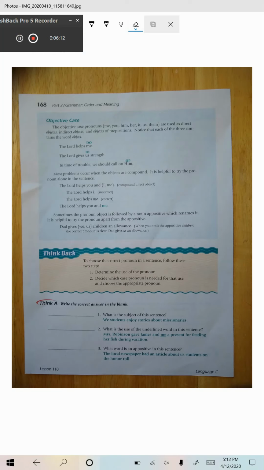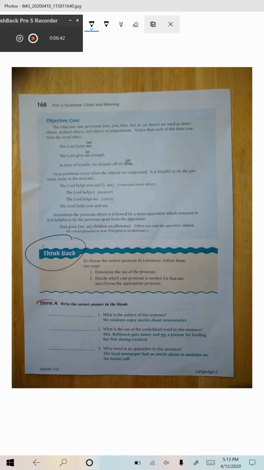All right, so let's look at 168. Today on your lessons, we're doing 167, 168, 169. Objective case pronouns are the ones that are used as direct objects, indirect objects, and objects of the prepositions. I've talked about that multiple times. Let me look at the Think Back. To choose the correct pronoun in a sentence, follow these rules. Determine the use of the pronoun and decide which case pronoun is needed for that. That's pretty much what we've been talking about.